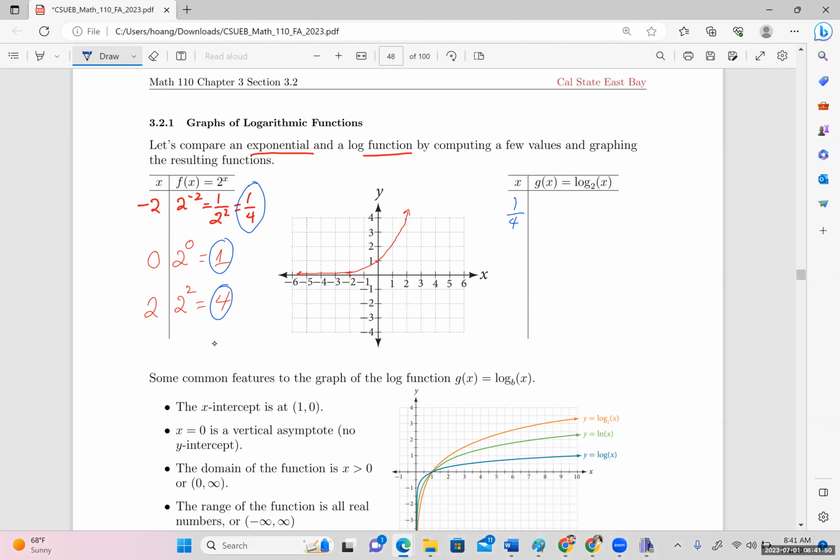And log base 2 of 1/4 will be equal to -2. Okay, so you can remember that's from the exponential function in here, right? You see that 2 raised to -2 will be equal to 1/4. So log base 2 of 1/4 would mean, what is the power of 2 to make 1/4, right? So that's the power, it must be -2, right?